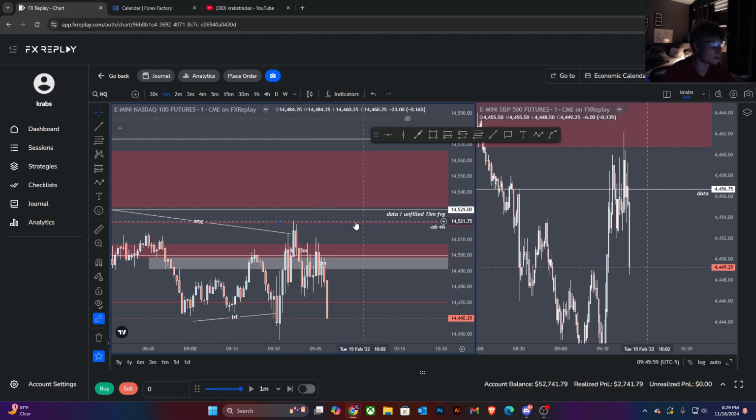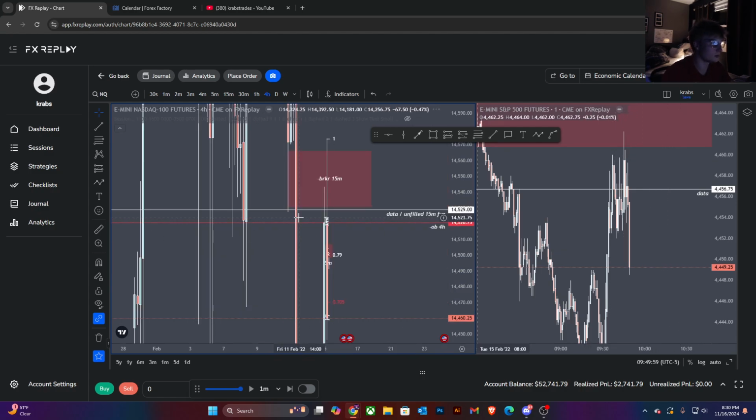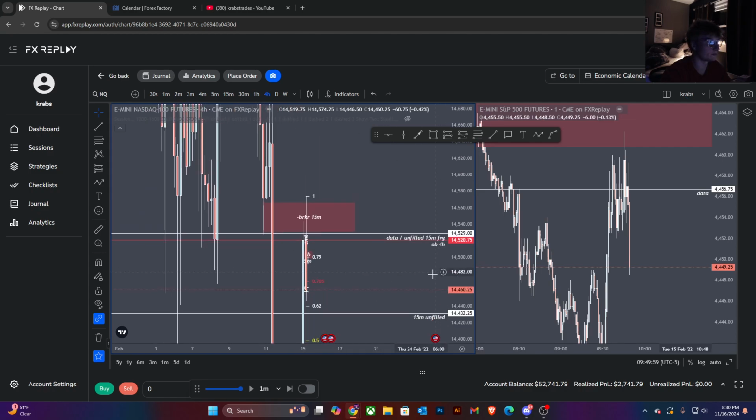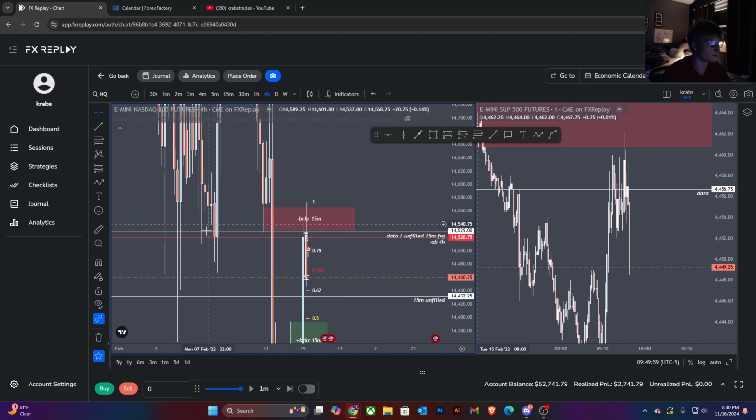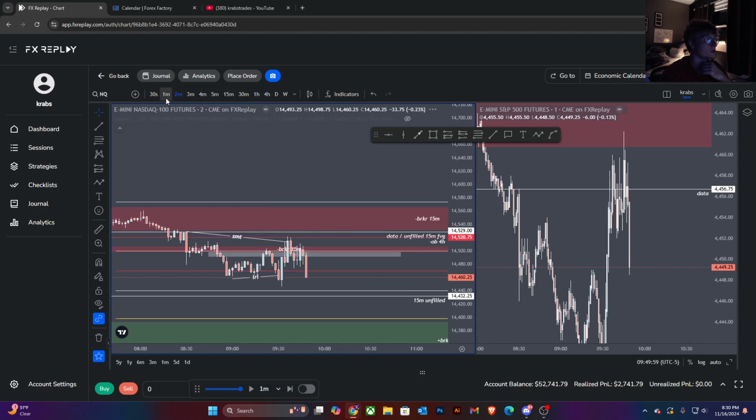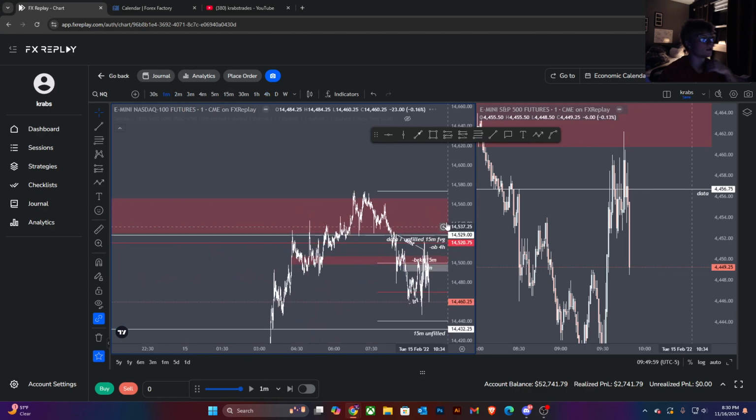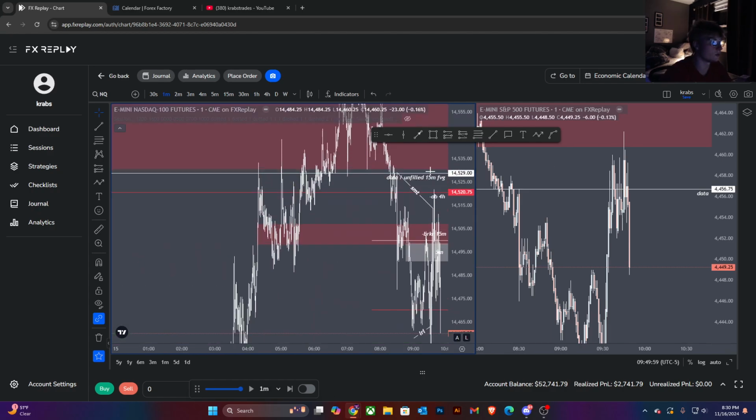Also tapped this bearish 4-hour order block. The order block is right here, kind of like a key level. Not the most obvious, but it's an order block here. Rejected that. Also, I always forget, but let me mark up true day open.